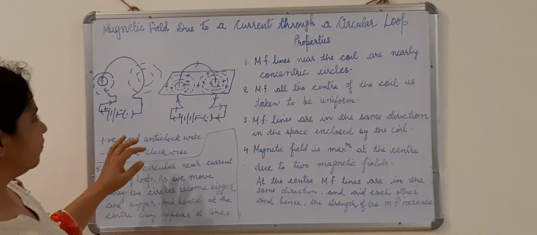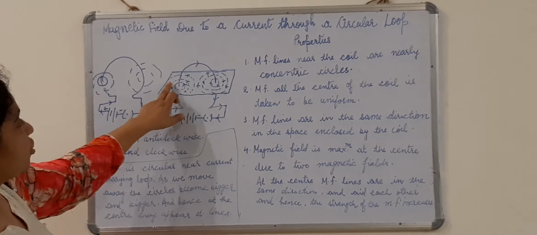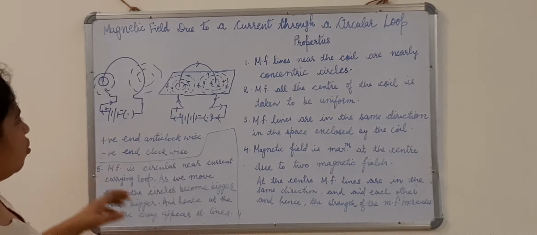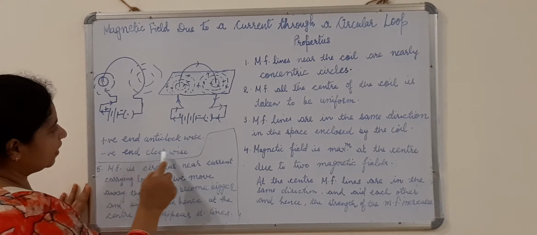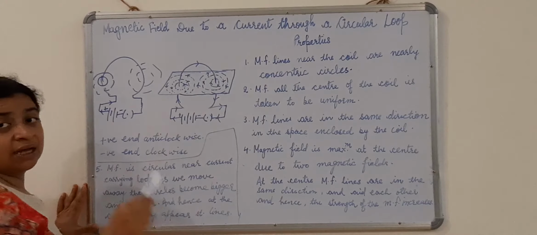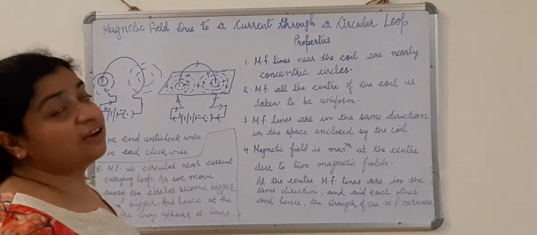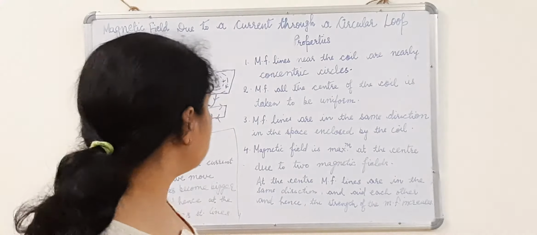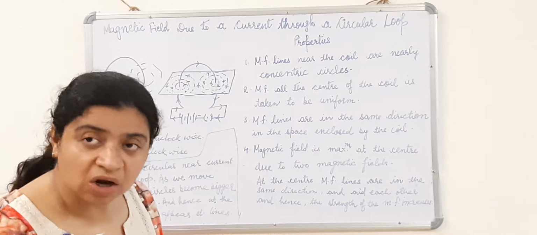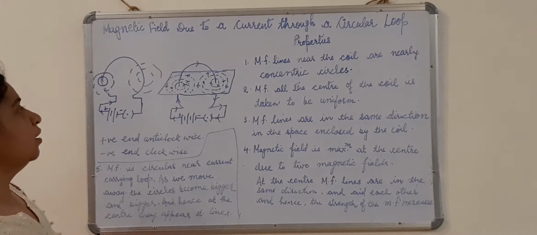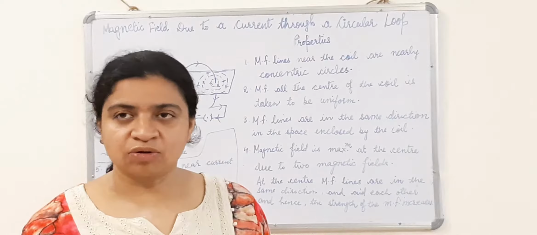So what we have observed here is that near the positive end, the direction of the magnetic field line is anti-clockwise. See, it is coming like this, anti-clockwise. And near the negative end, they are moving clockwise. You have to remember this thing. Please do not forget clockwise and anti-clockwise. Positive end, anti-clock; negative end, clock. This is how we find out the direction of the magnetic field lines around a circular loop.